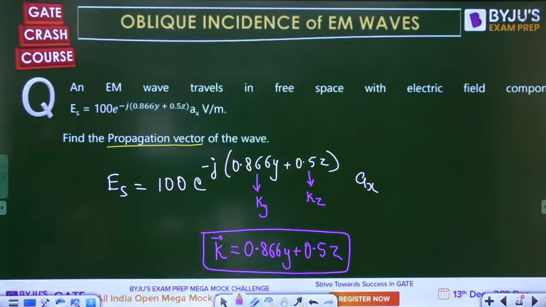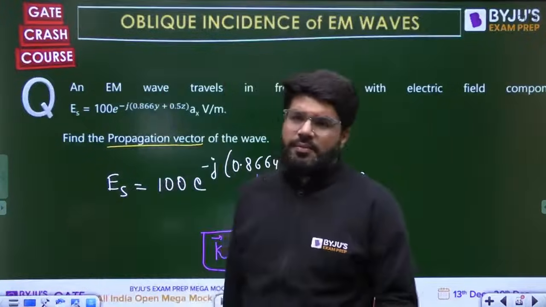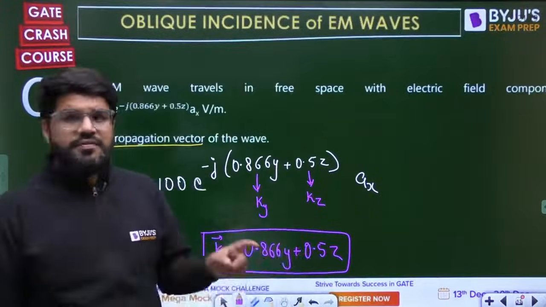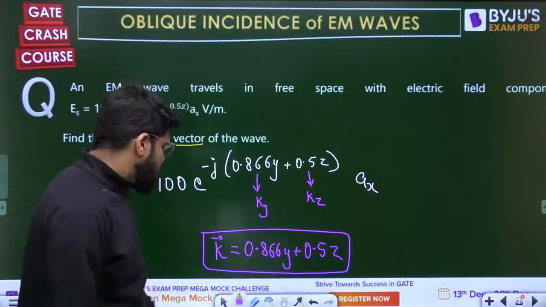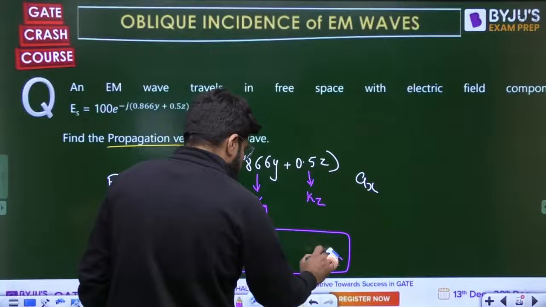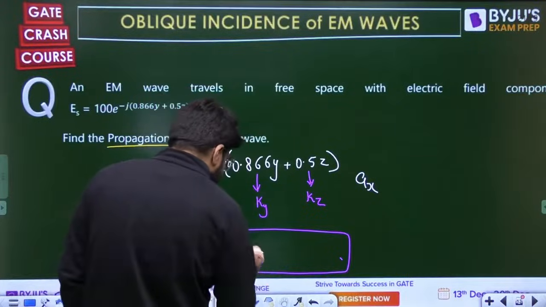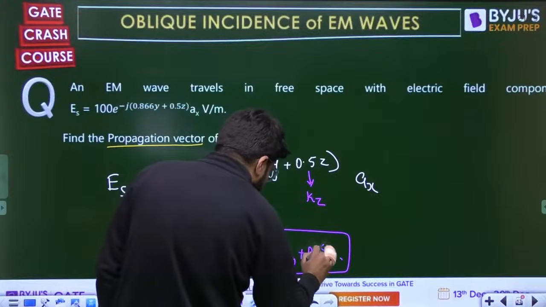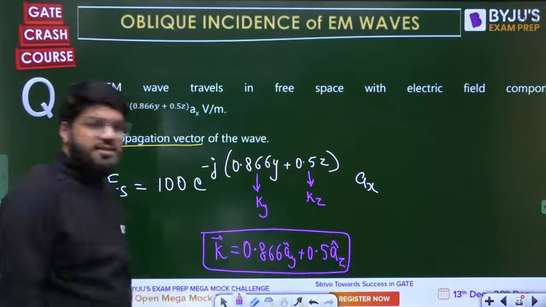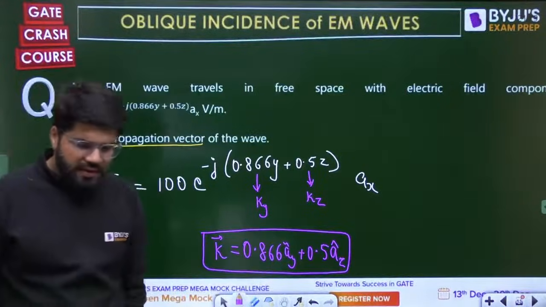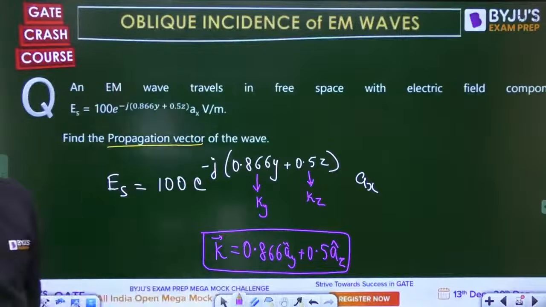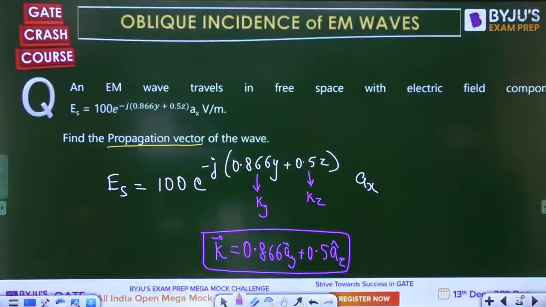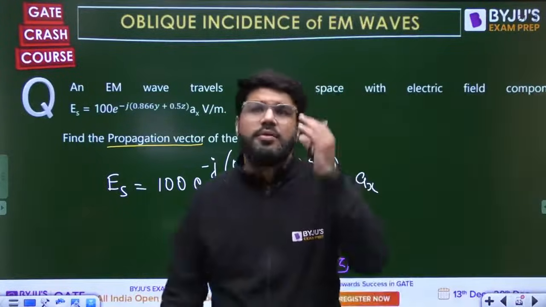0.866y plus 0.5z. Okay. Now this everybody must be able to extract, given the electric field general equation. What is the direction of a wave traveling in any random direction? This is a wave traveling in the combination of y and z direction. I should actually write down, this is the vector 0.866 ay plus 0.5 az. This is the vector having the y component and the z component given to us.